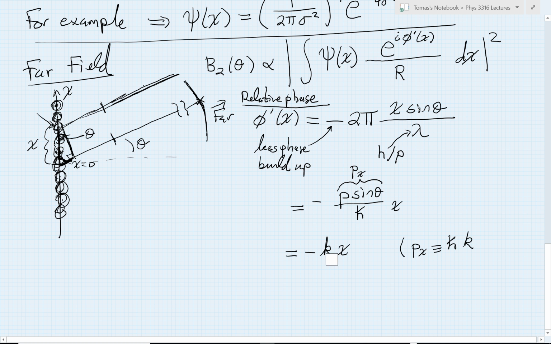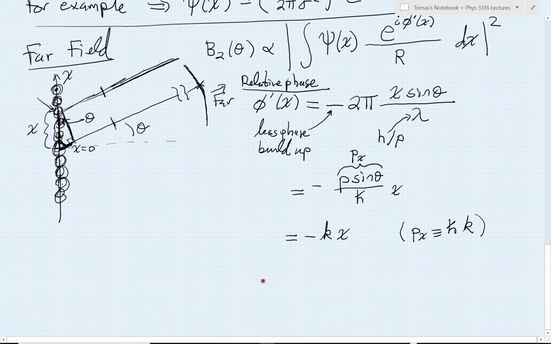The other k was k naught because that was the incoming fixed momentum in the x direction coming from the source where they all come in at the same angle, but they don't all emerge at the same angle. So this k is a variable tied directly to the momentum that I'm trying to measure. So now we can put this all together.